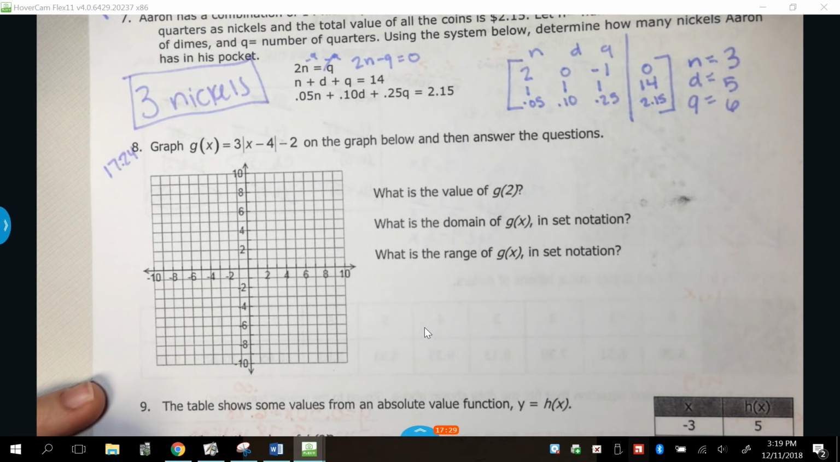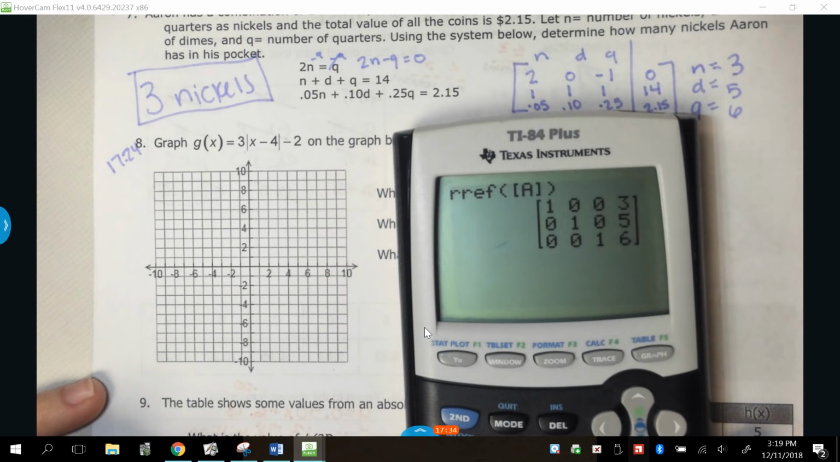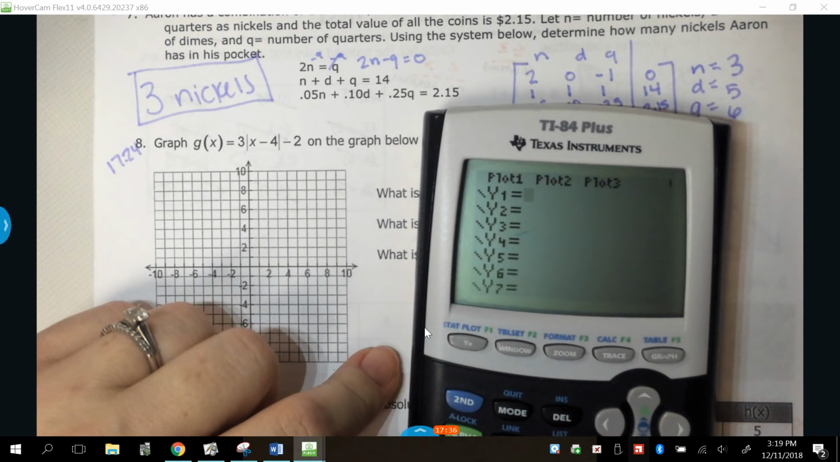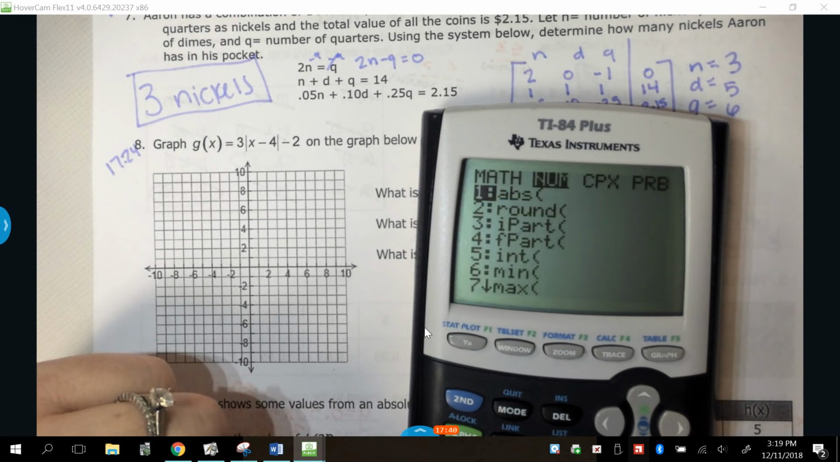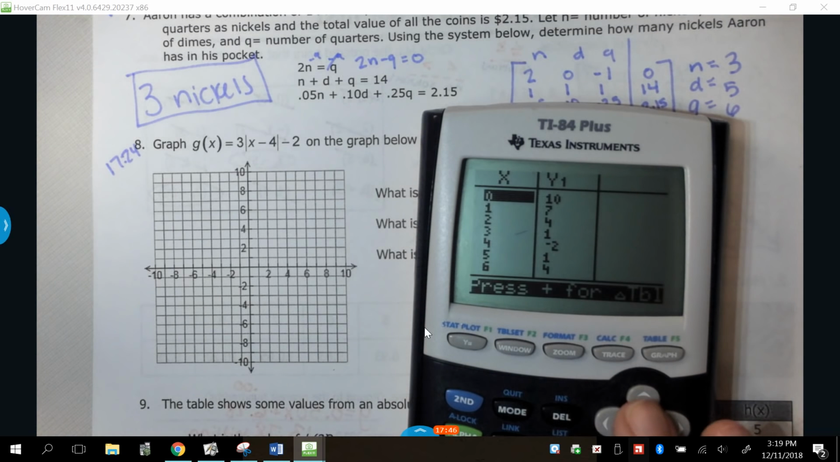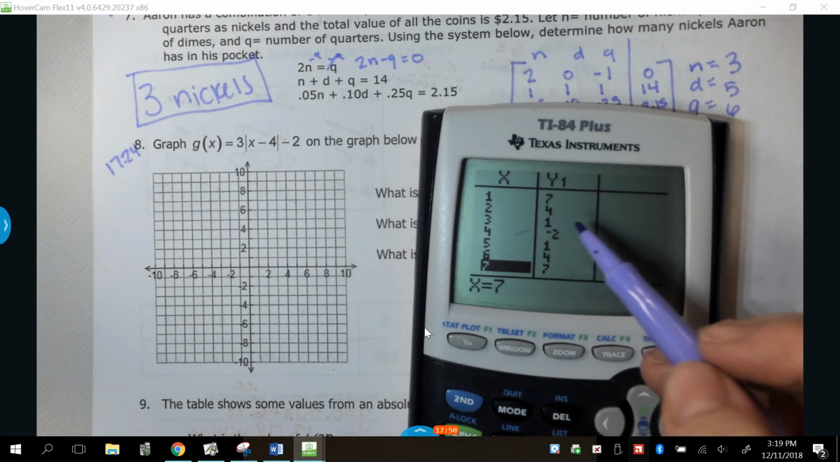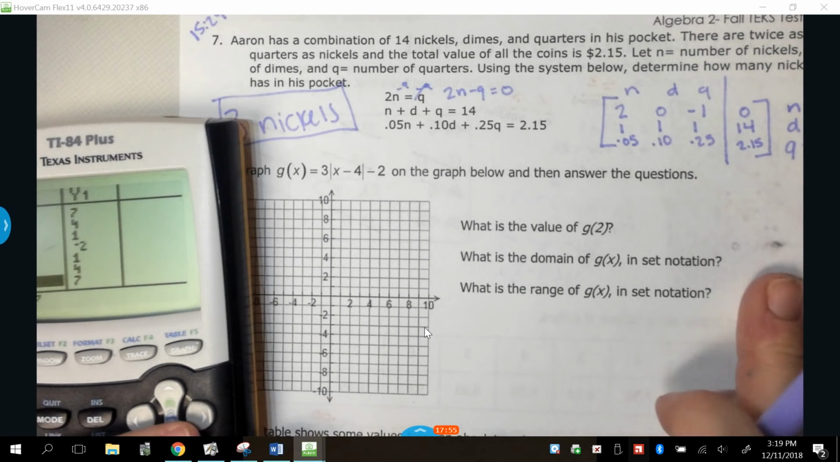Okay. Graph this on the graph below and then answer the questions. So we're going to come here. We're going to type that in. I want you to remember it's 3, and then to do the absolute values, it's math, right, enter. So x minus 4 minus 2, second graph. Now remember that this is just kind of like quadratics, so you can still find your rainbow. So we're going to plot these points.